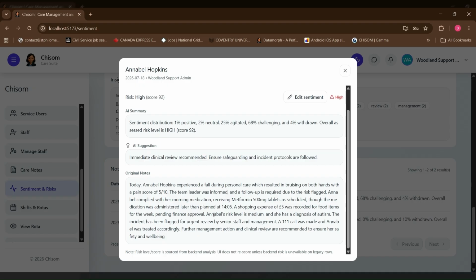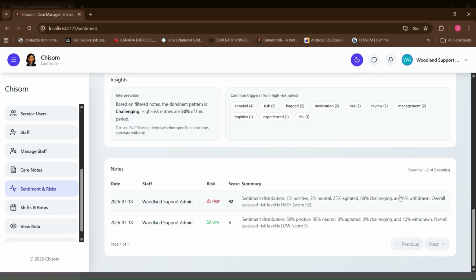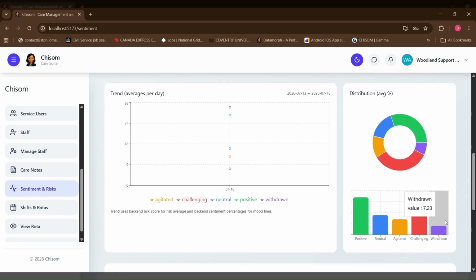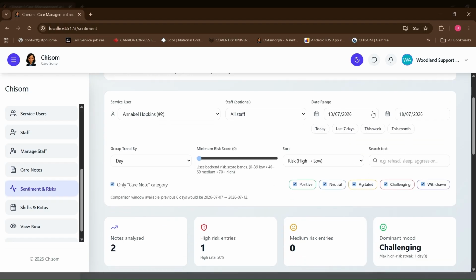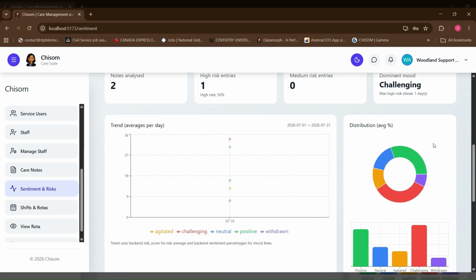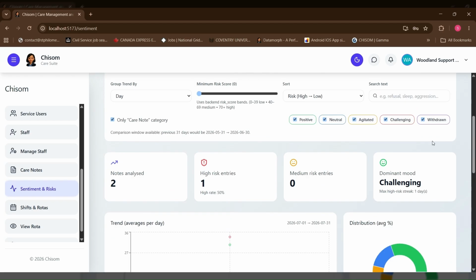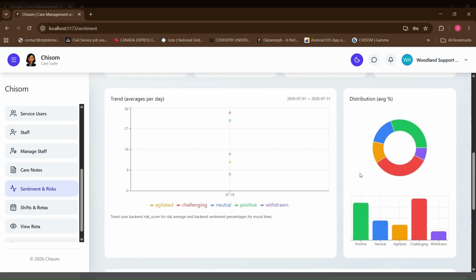But now, this technology, this sentiment analysis, converts this keynote, which is unstructured data, into numerical values and then interprets it as a graph. That is actually innovative, such that a manager can say, for instance, they want to know how this service user, this client, Annabelle, has been throughout the month of July. So you can select the 1st of July, and let's say today is the 31st of July. Then it will bring out the behavioral pattern in a graph.